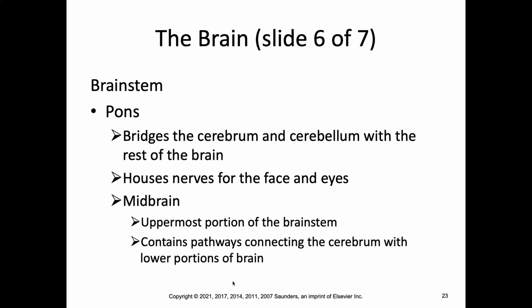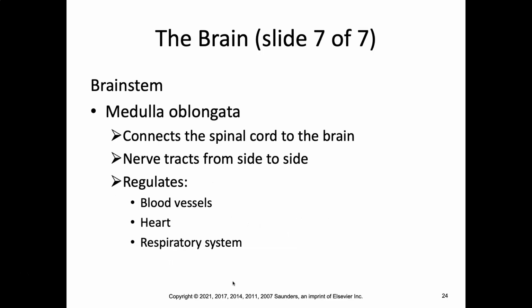Brainstem. There's a part of your brainstem called the pons. It bridges the cerebrum and the cerebellum with the rest of the brain. It houses nerves for the face and the eyes. The midbrain is in there, the uppermost portion of the brainstem, and it has pathways that connect the cerebrum with the lower portions of the brain.